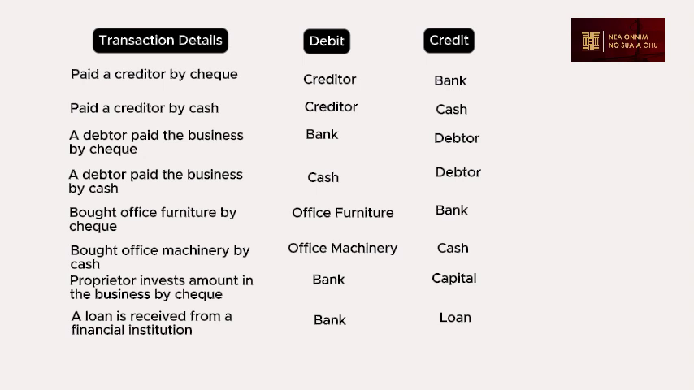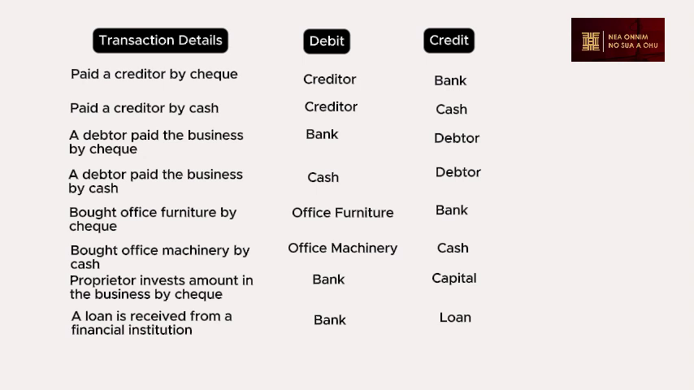So which one is the receiving account? Your bank account. Which one is the giving account? The loan account. So which one do we debit? The receiving account, which is the bank account. And which one do we get to credit? The giving account, which is the loan account. I hope this one too is clear.